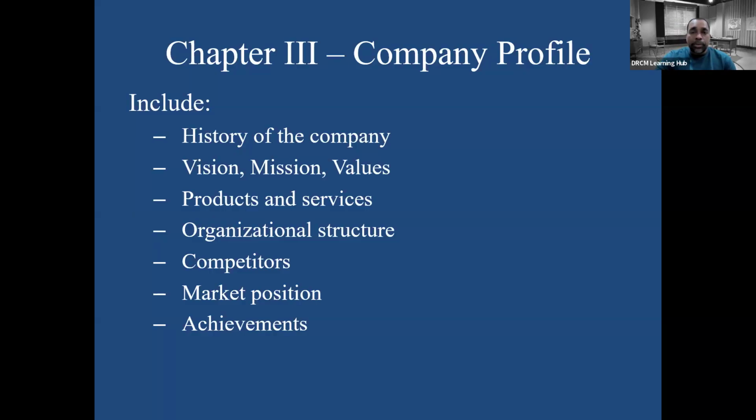Now for some members, company profile is not there. They are not studying a particular company. Then no need to write this.